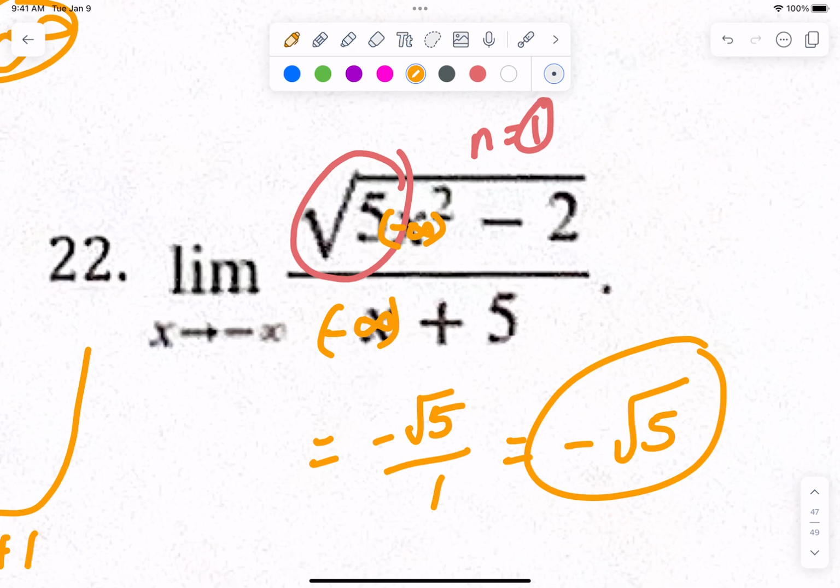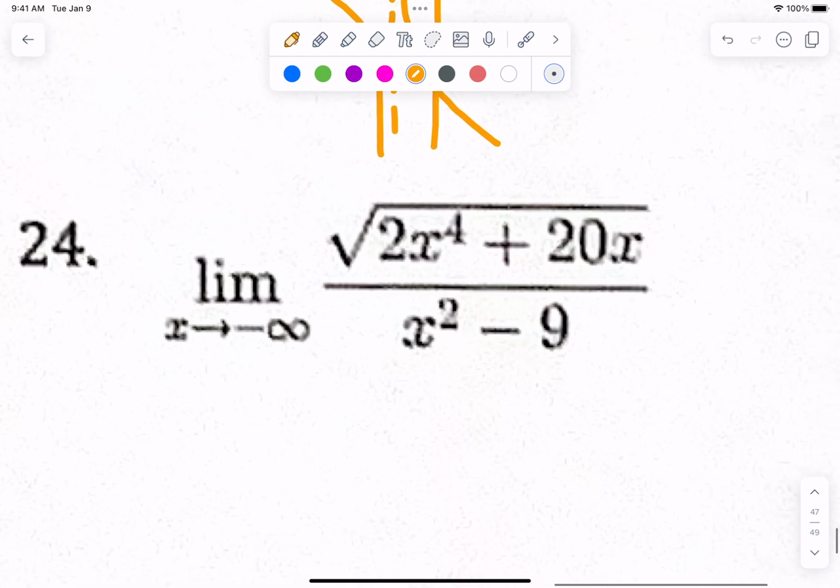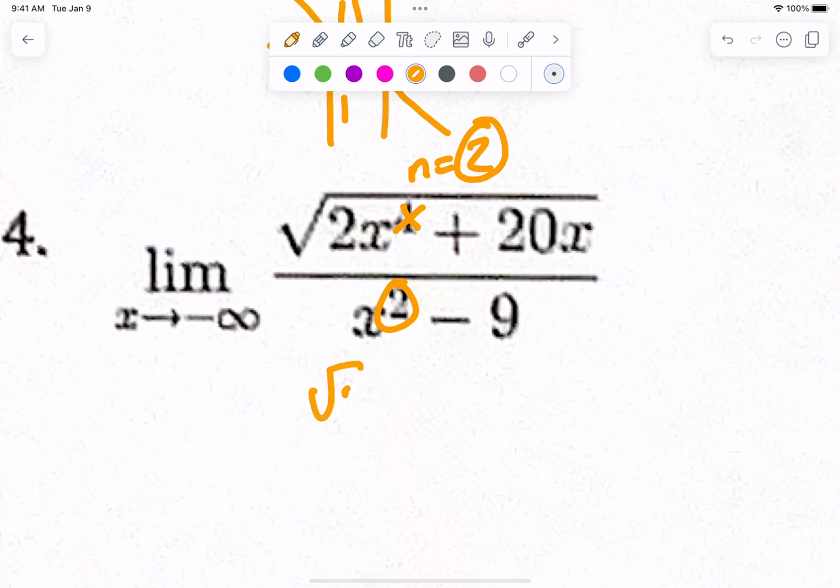Got it? Okay? All right, we'll bump back to 23, but let's go do 24 now. Why are we skipping 23? Because this one is the same way. Okay, so the square root of x to the 4th power makes my n x squared. Yep, x squared, right? So we got 2 and 2. So n is 2 and m is 2, right? I look at the two leading coefficients, which is the square root of 2 over 1, but we're plugging in negative infinity.